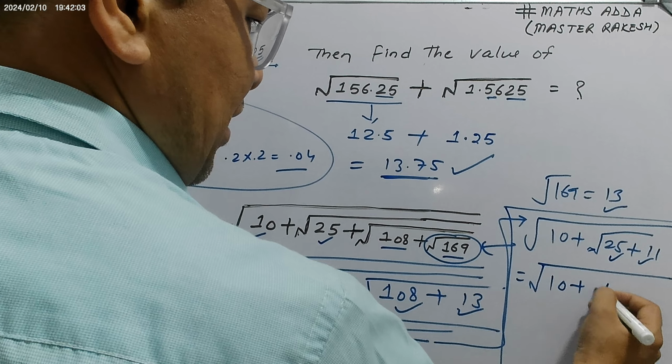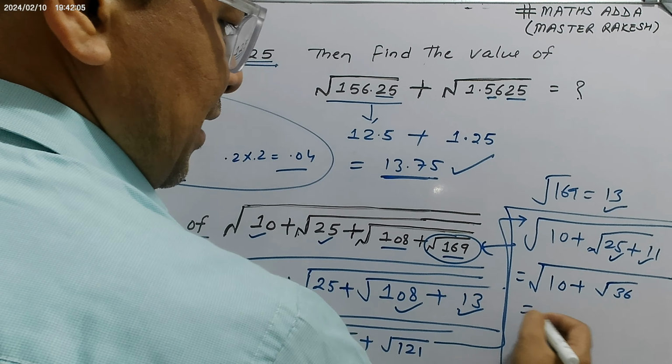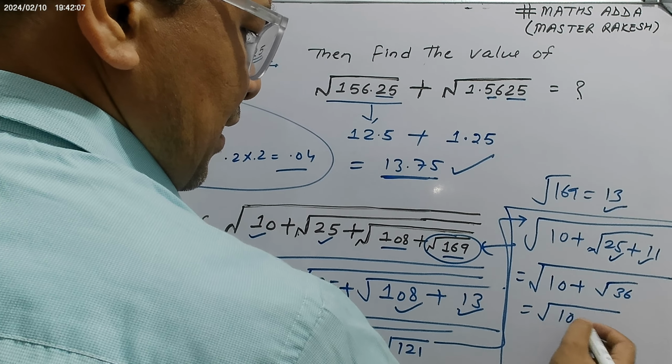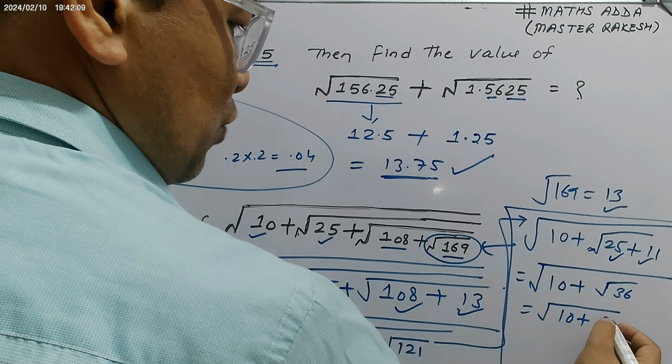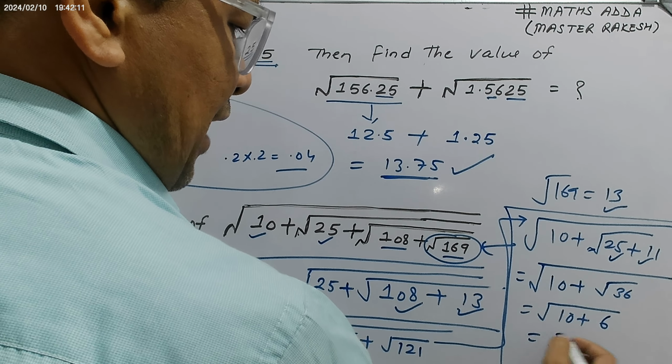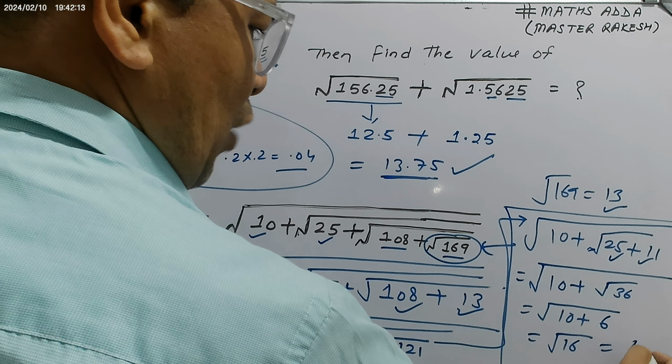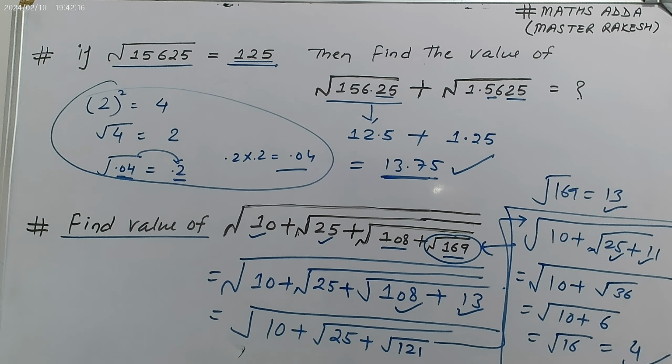25 plus 11 is 36. The square root of 36 is always 6. 10 plus 6 is 16. The square root of 16 is 4. The answer is 4 for this expression. So these are the answers for both the questions.